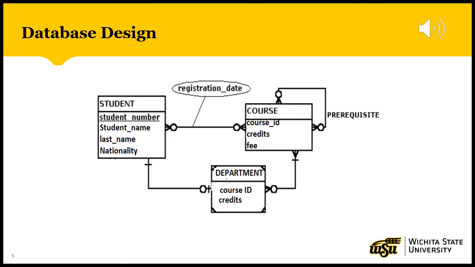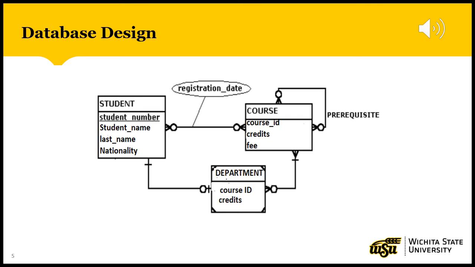Here we are representing the ERD diagram, the entity relationship diagram. An entity relationship diagram is a specialized graph which is used to illustrate the relationship between entities in a database. Here the entities are student, course and department. In student, the attributes are student number, which is nothing but student ID, student name, last name and nationality.